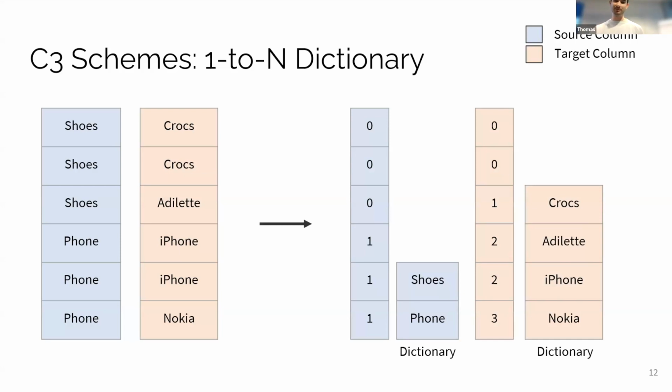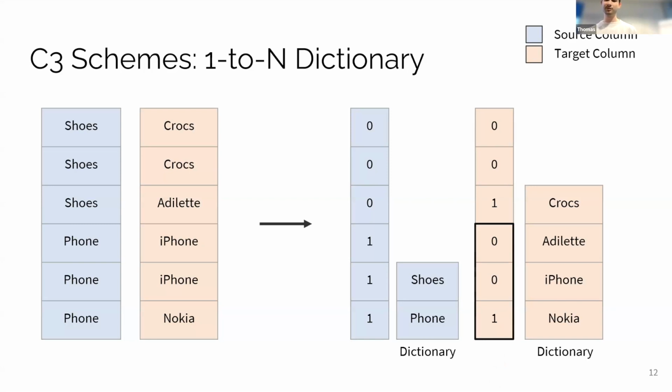This scheme aims to improve the compression of the target codes here. So instead of having the target's codes up to the total number of unique values, so we have 4 unique values, so we need 0, 1, 2, 3, we can store the codes relative to the category. And since each category only has 2 products, we only need to use 0 and 1s.